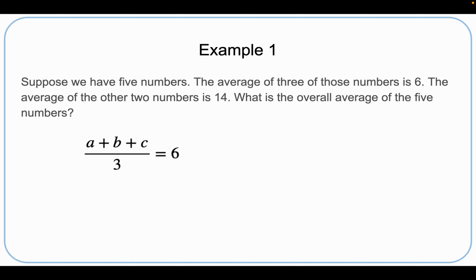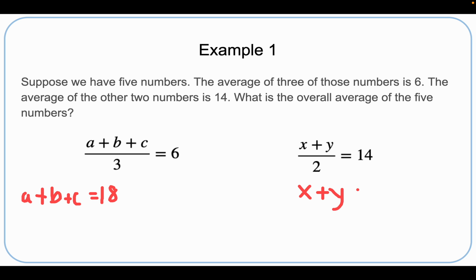So I have a plus b plus c divided by 3 equals 6. Now it really does not matter what a, b, and c stand for. We just know that when we add them up and divide by 3, it gets 6. So we know that a plus b plus c must equal 3 times 6, which is 18. I'm just going to write this, a plus b plus c equals 18. And then the other 2 numbers average is 14. So if we have x plus y and we divide by 2, we get 14. So we know that x plus y then must equal 14 times 2, which is 28.